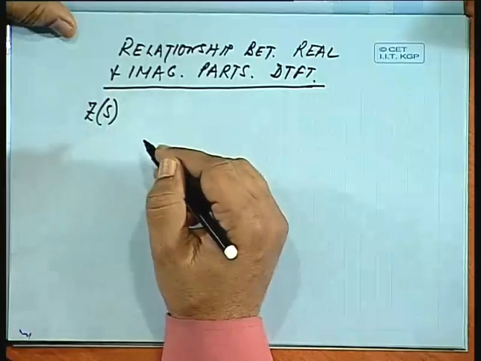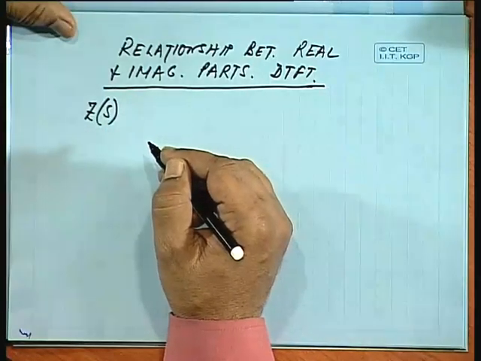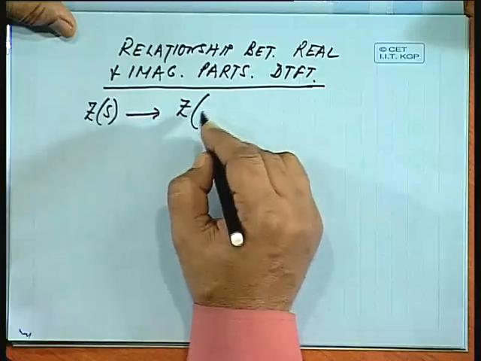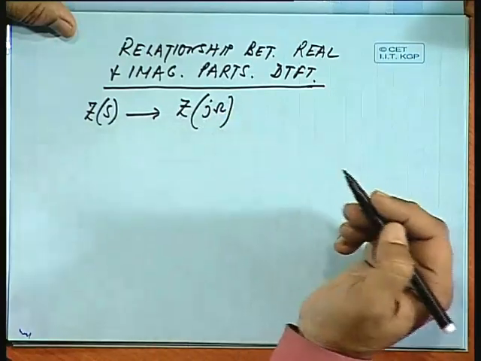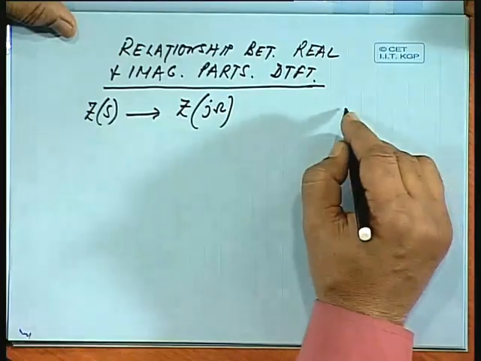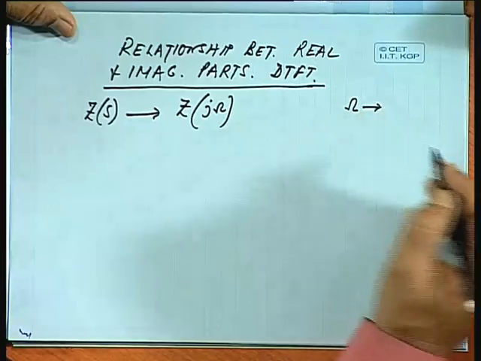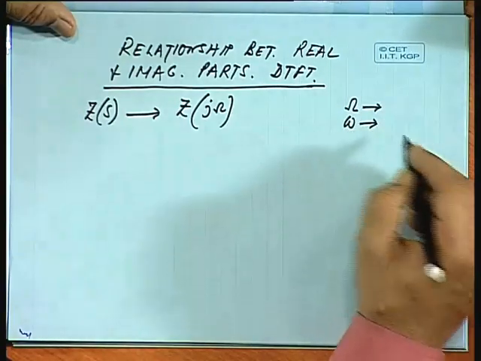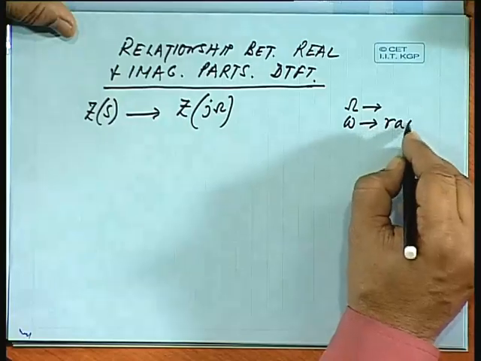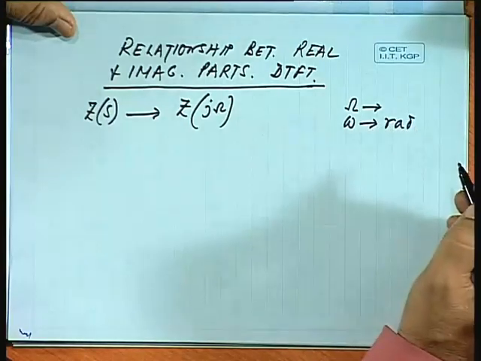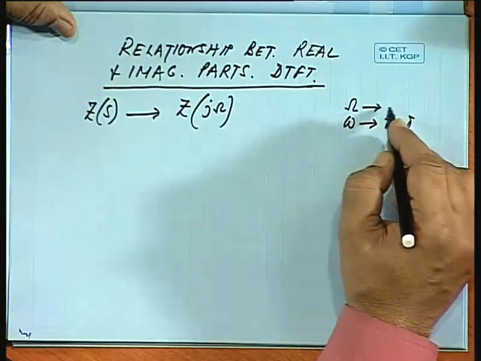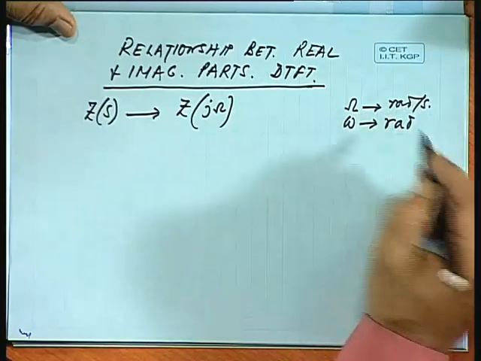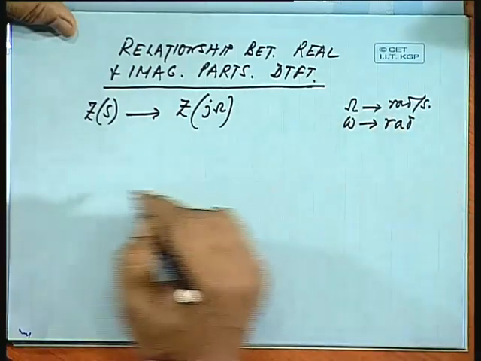Now, suppose Z(s) is a network function, the corresponding frequency domain response is Z(j omega). We shall be using capital omega for analog frequencies and small omega for discrete frequencies. That is, small omega will have radians as units and capital omega will be the normal one, radian per second, that you are conversant with. Okay.